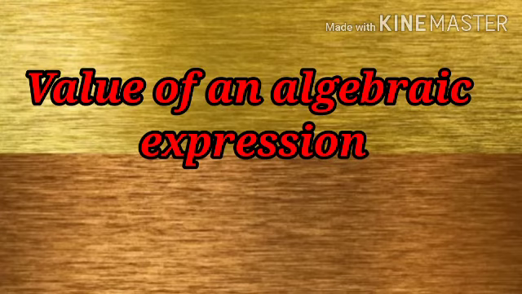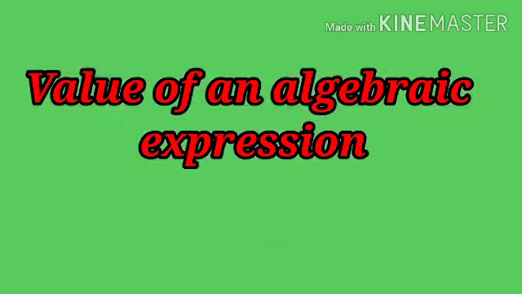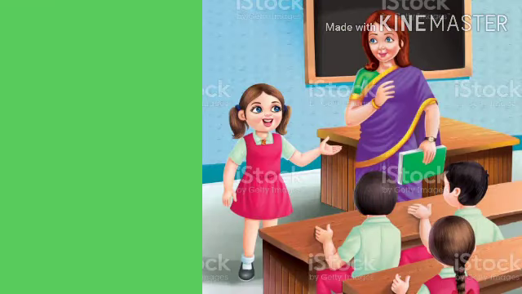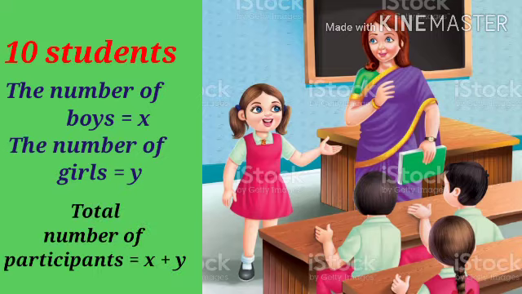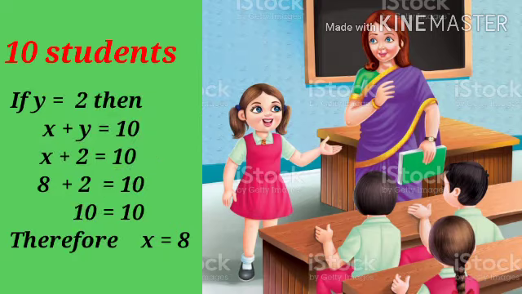Value of an algebraic expression. Consider the situation. If the teacher wants to select 10 students for a competition, if the number of boys is x and the number of girls is y, then the required algebraic expression to find the total number of participants is x plus y. Here the total number of students to be selected is 10, and if only 2 girls are interested to participate in the competition, then how many boys should be selected?